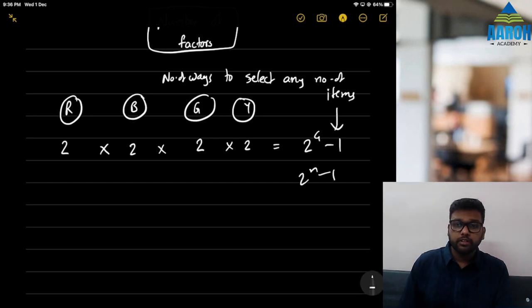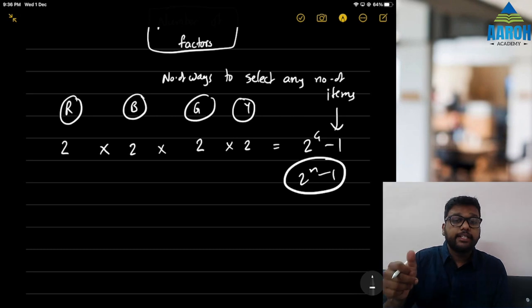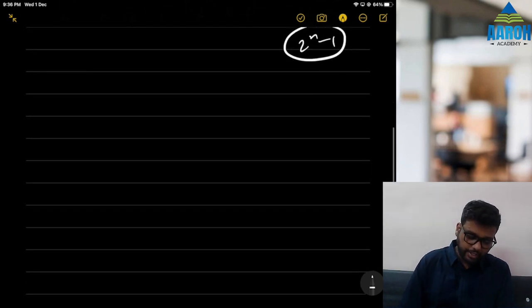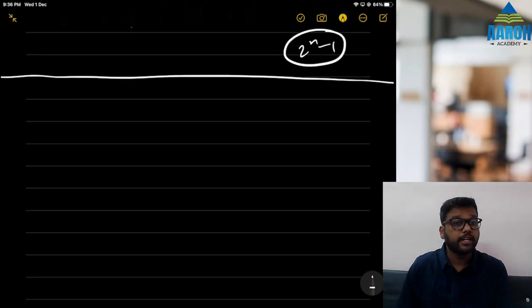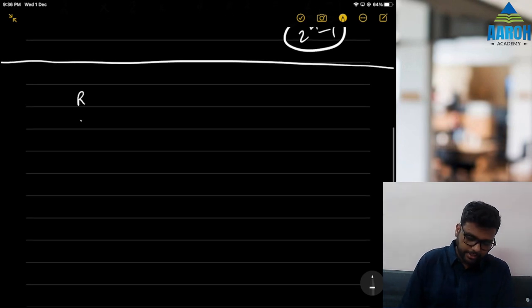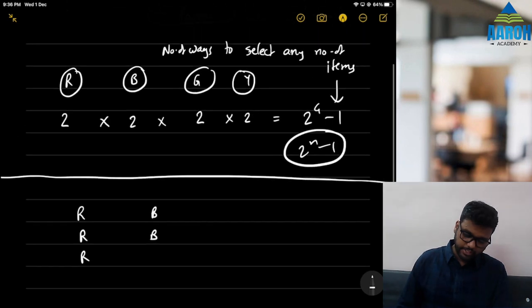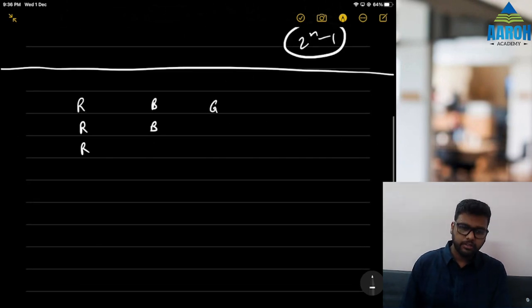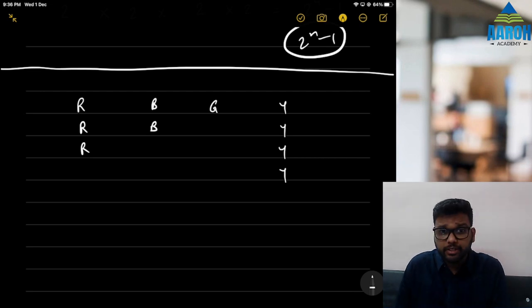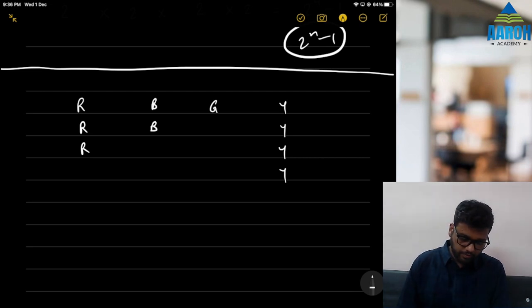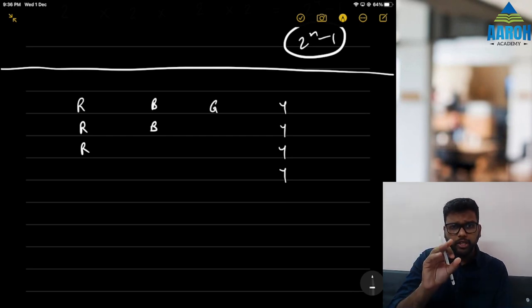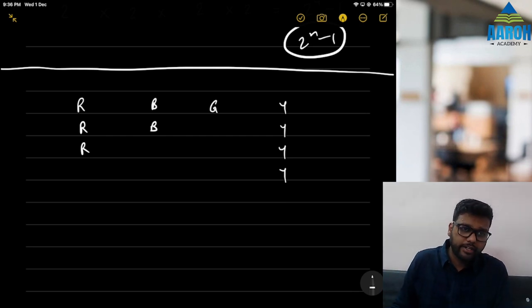Okay, but this gets tricky if there are identical objects. Understand carefully. Now let's say there are 3 red balls, 2 blue balls, 1 green ball, and 4 yellow balls. That means in total there are how many balls? 1, 2, 3, 4, 5, 6, 6 plus 4, 10, right? So there are 10 balls. We can select any number of balls out of that.